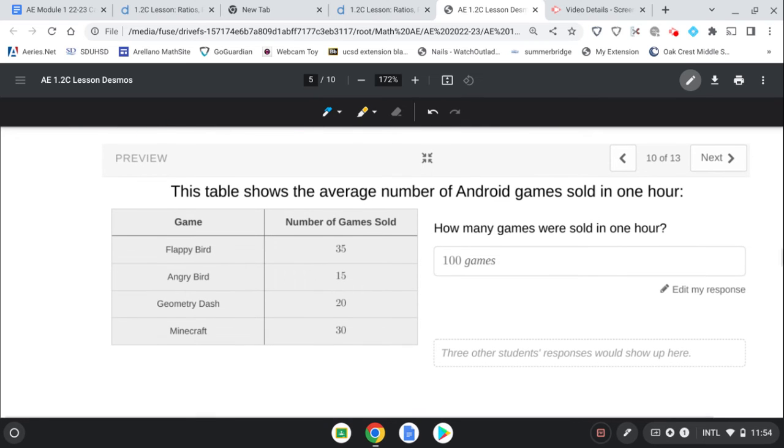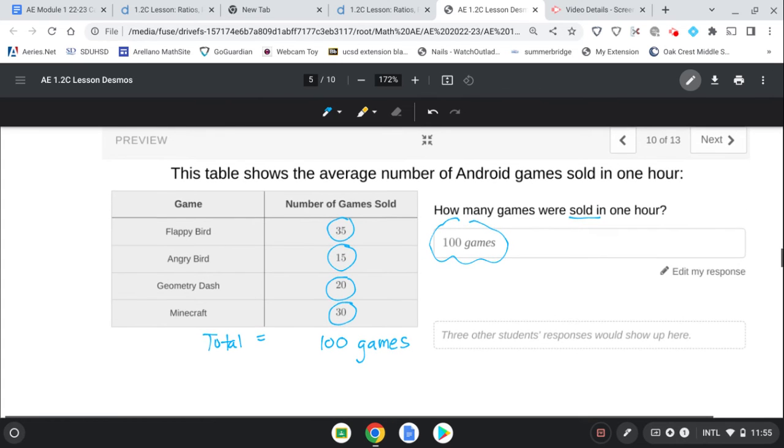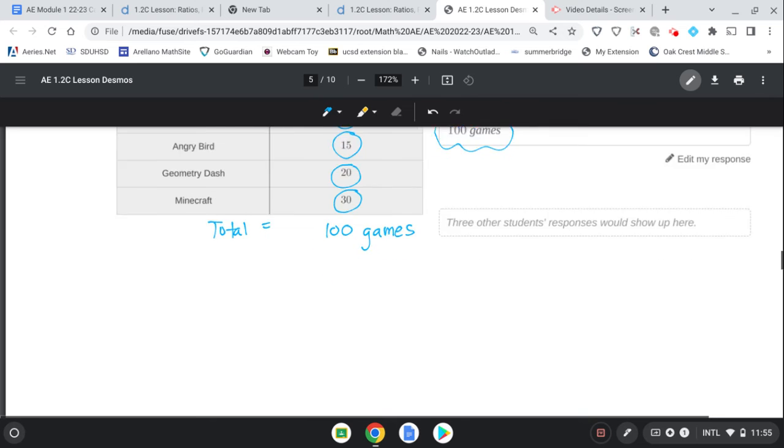Slide 10. The table shows the average number of Android games sold in 1 hour. How many games were sold in 1 hour? So what you want to do is add up the games sold. If you add those up, you get a total of 100 games. So you want to type 100 games into your text box. Then you're going to use this information for slides 11 through 13.